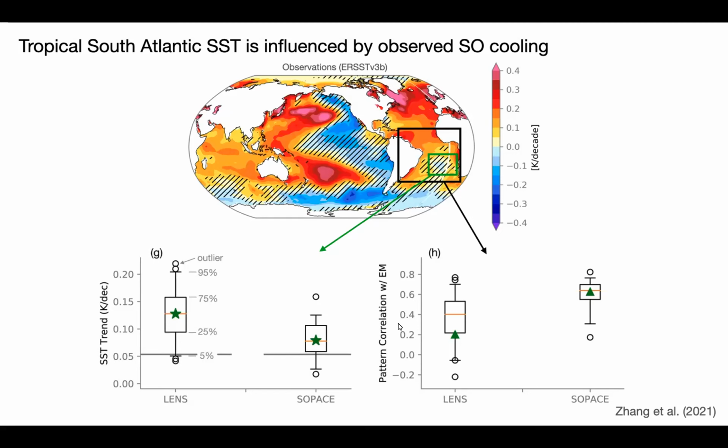And another way is to look at the pattern correlation of the greater tropical Atlantic region. And again, the SO pace ensemble has higher pattern correlation, especially between observations and the ensemble mean of the SO pace, which is represented by the triangle. It's a shift from about 0.2 to now more than 0.6. So both metrics show that there's improved simulation of the tropical Atlantic SST pattern. So that was from the Southern Ocean cooling phase.